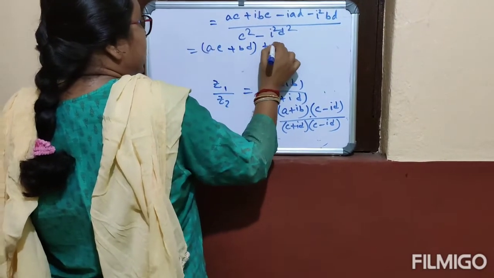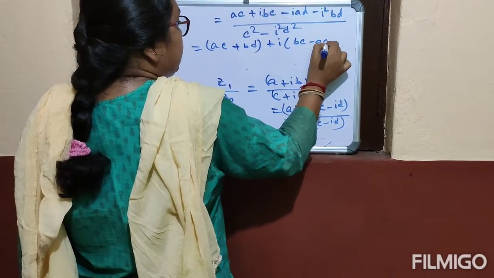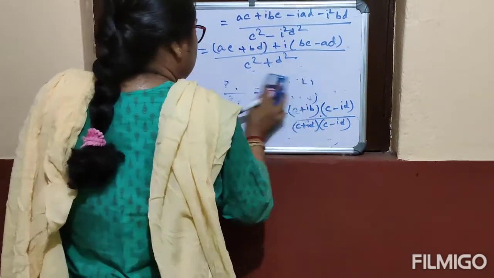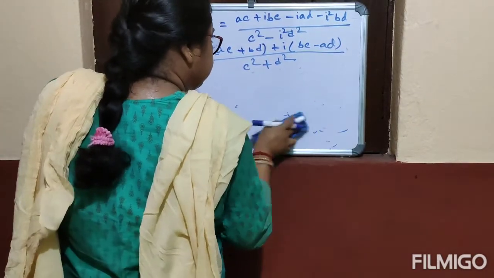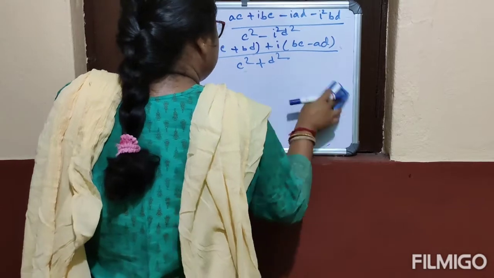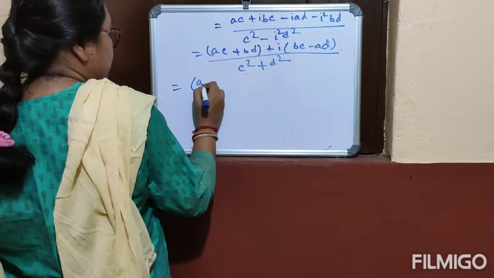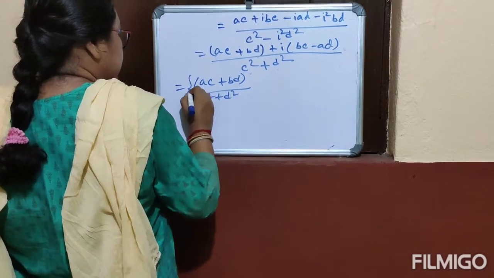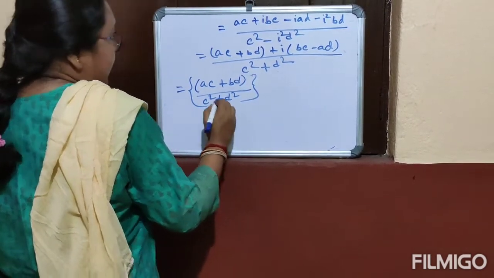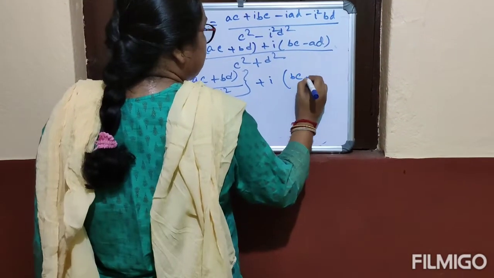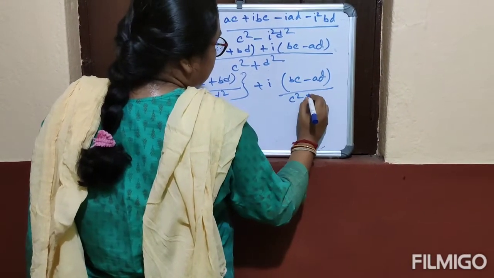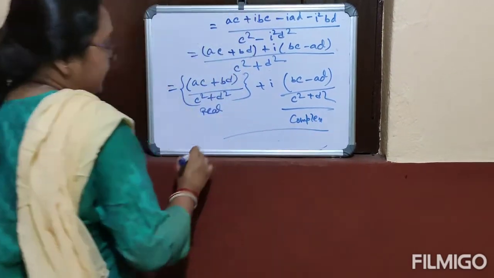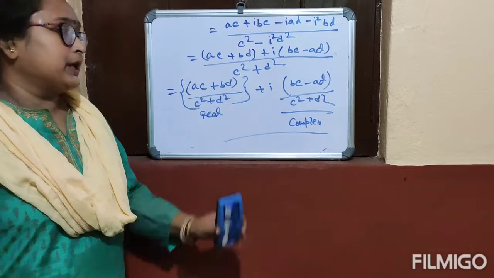Plus i times (BC minus AD) divided by C square plus D square. What is the real part and what is the imaginary part? The real part is equal to (AC plus BD) divided by C square plus D square. The imaginary part is equal to (BC minus AD) divided by C square plus D square. Okay, divide into two parts, real part and imaginary part.